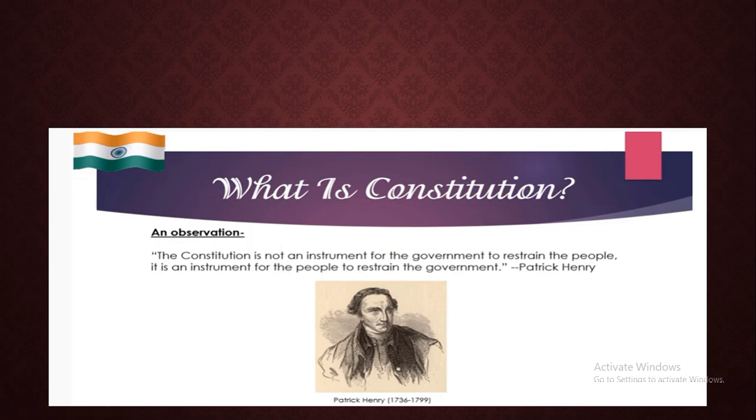As you can see here, Patrick Henry made an important observation about a constitution. He says, the constitution is not an instrument for the government to restrain the people. It is an instrument for the people to restrain the government. So the constitution is for the people, to put a check on the powers of the government, so that the government is there to benefit the people, to work for the people, and to look after the interests of the people at large.